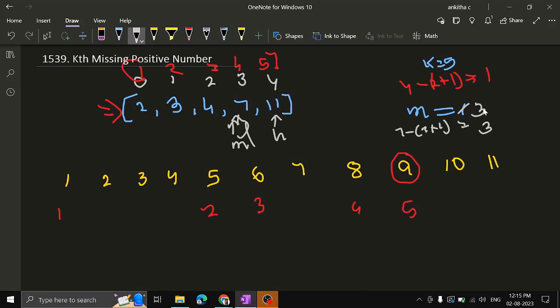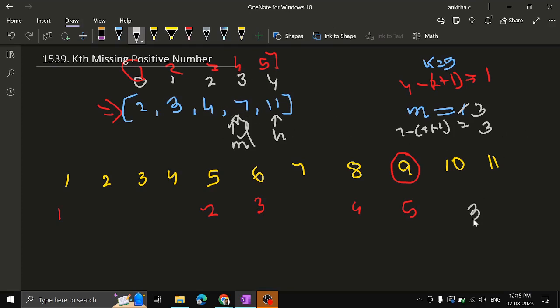So what this 3 means is, at this particular index 3 position, 3 elements are missing. Is it correct? 1 is not present, so 1 is the count. 2, 3, 4, okay. 5, 6 are not present, so there are 2 more integers not present in the array. So 1, 5, 6 are not present in the array before the mid. That's why we can say that 3 elements are missing in the array. So 7 minus 4 will give you 3.